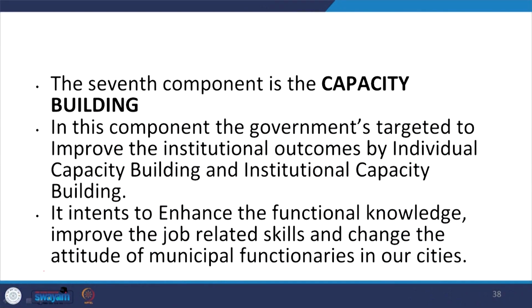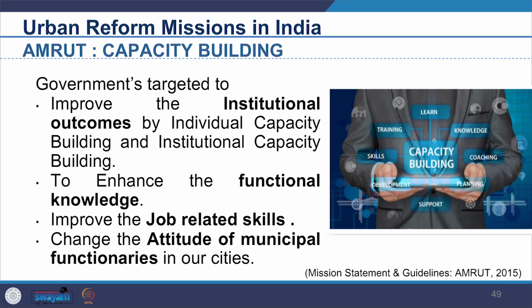The seventh component is the capacity building. In this component, the government targeted to improve the institutional outcomes by individual capacity building and institutional capacity building. It intended to enhance the functional knowledge, improve the job-related skills, and change the attitude of municipal functionaries in our cities.